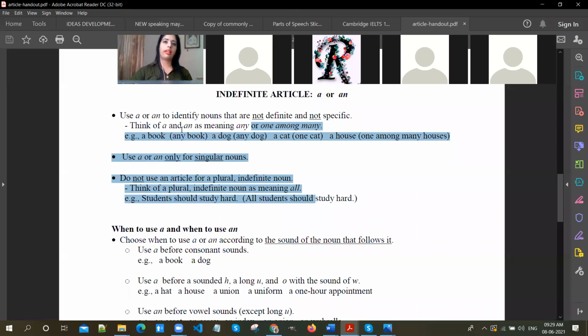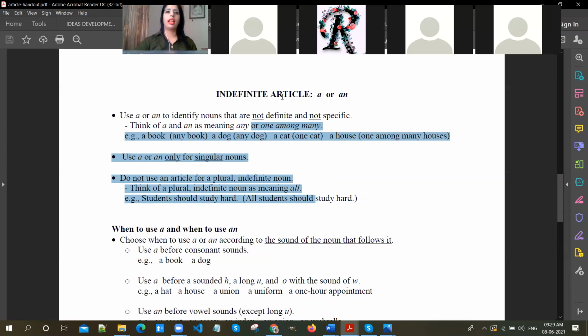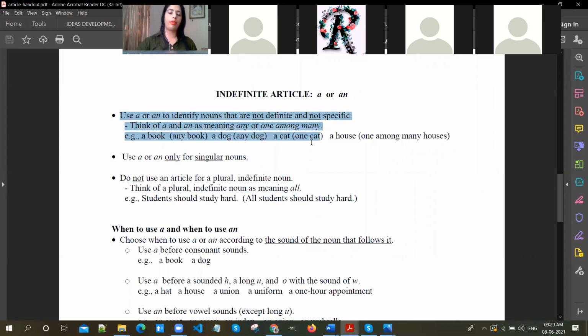So let me tell you what is a, an and the. There are two categories which divide them: indefinite articles and definite articles. Indefinite articles means a or an, right? You use these articles to identify nouns that are not definite and not specific. So, for example, a book. A book means any book, right? A dog, any dog, a cat, a house.